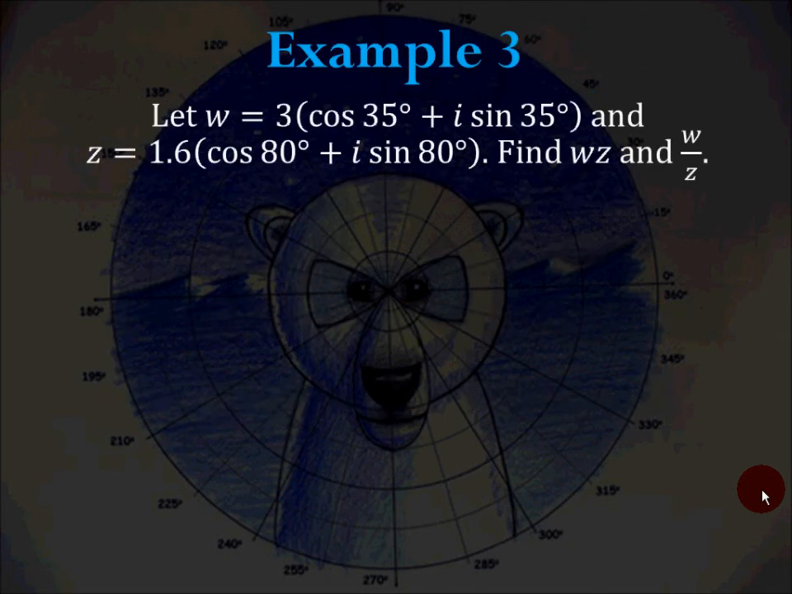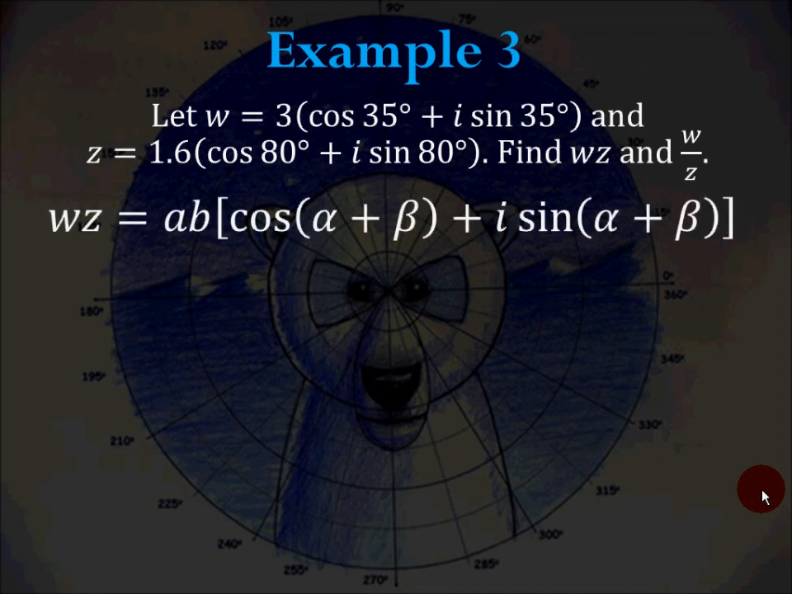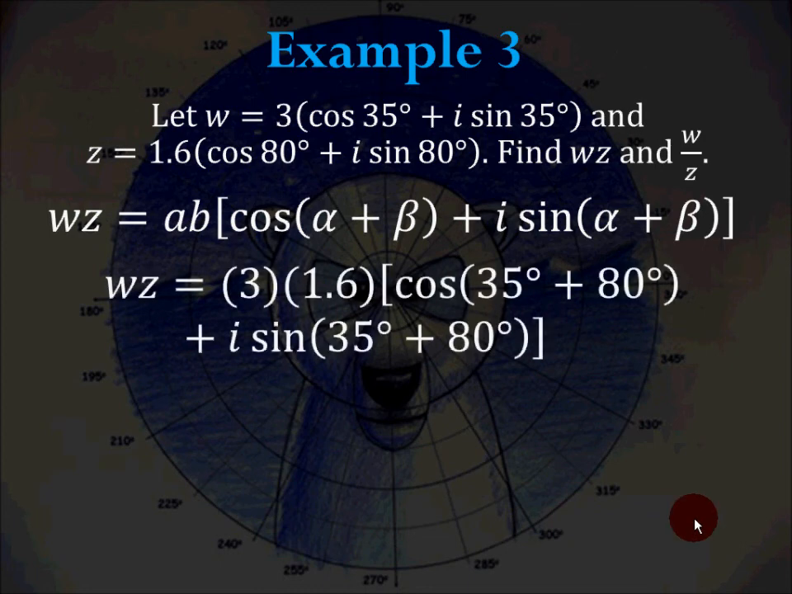Let w equal 3 times cosine 35 plus i sine 35, and z equals 1.6 cosine 80 plus i sine 80. Let's find wz and w over z. So let's apply the formulas that we just learned. So wz is the product of a and b times the quantity of the cosine of the sum plus i sine of the sum. So let's plug those in.